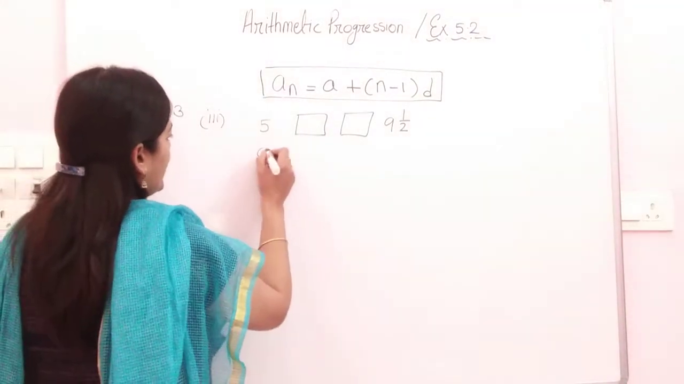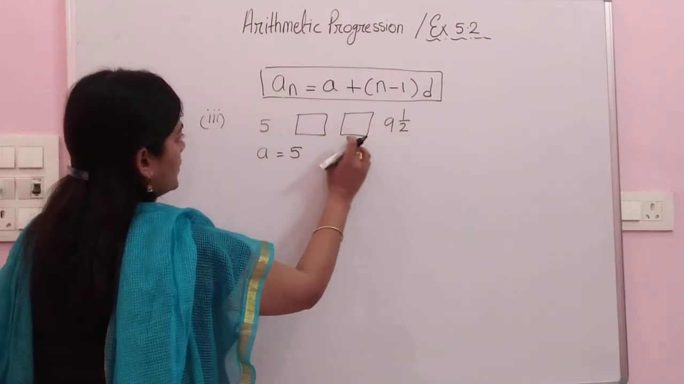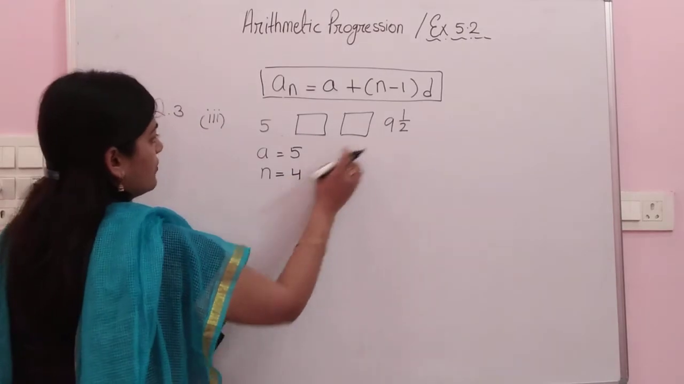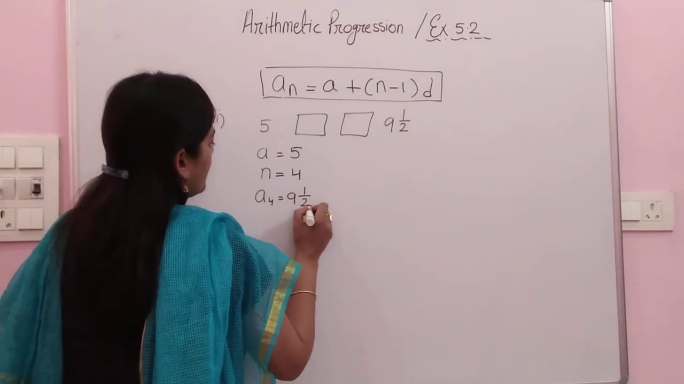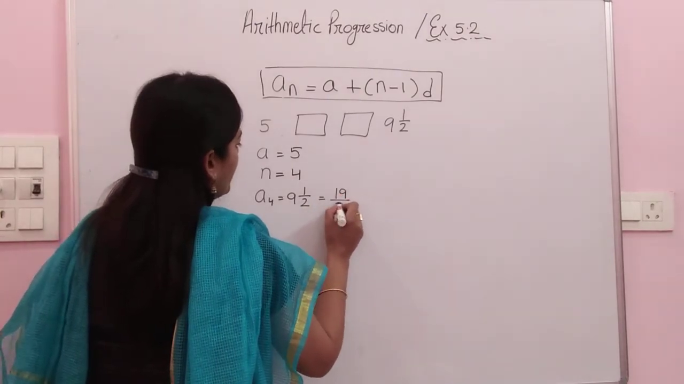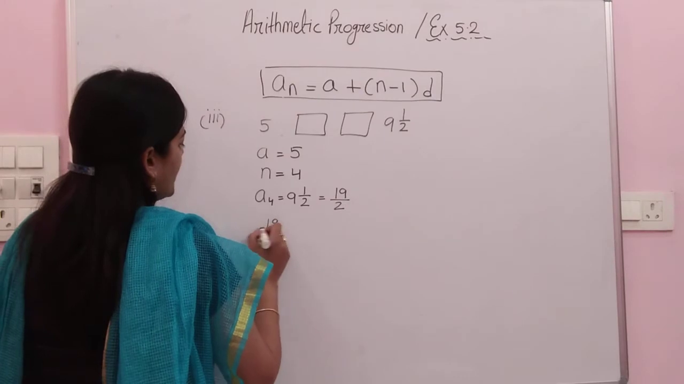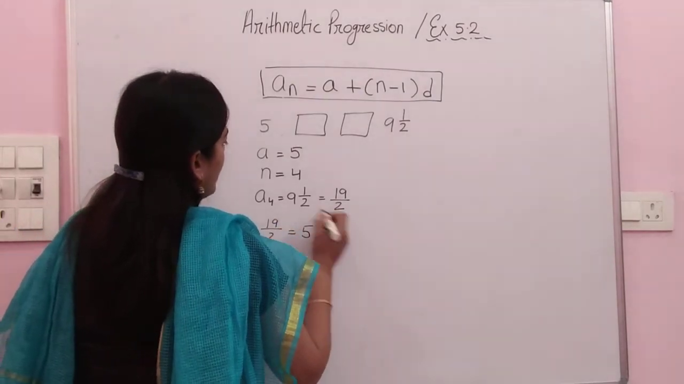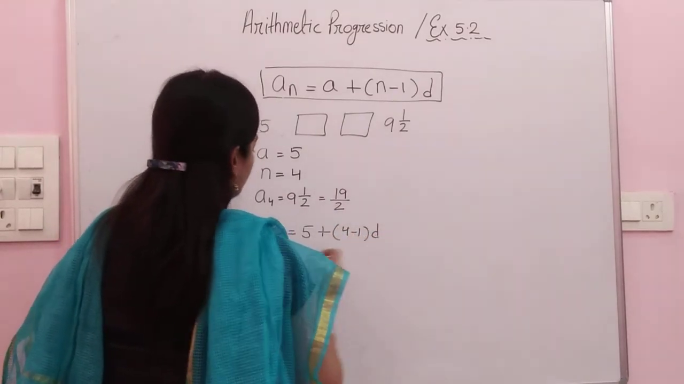How will you find D? A is equal to 5, and what is this value? 1, 2, 3, 4. This is your fourth value. Then n is 4, and A4 is equal to 9 1 by 2, meaning 19 upon 2. Now put these values into this formula. 19 upon 2 is equal to 5 plus 4 minus 1, and D we don't know.